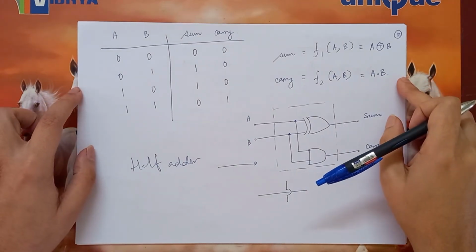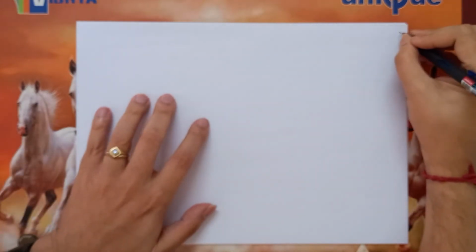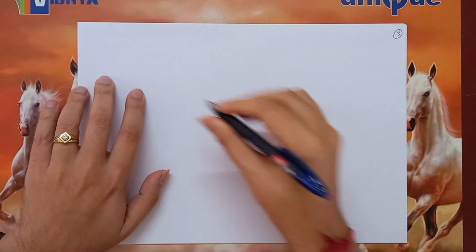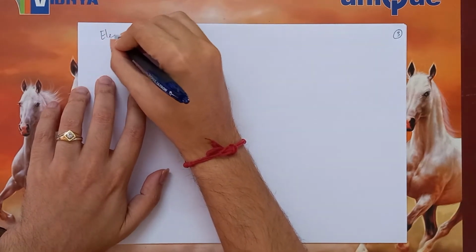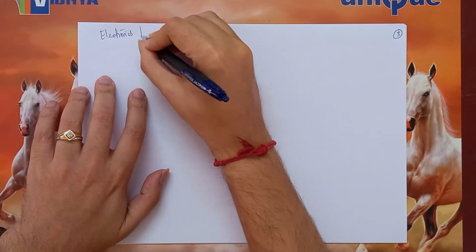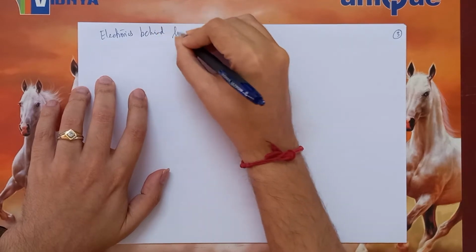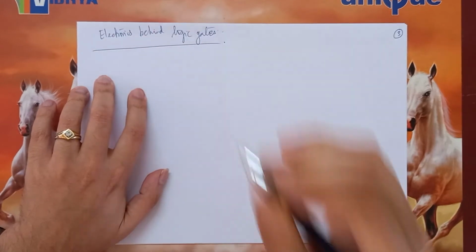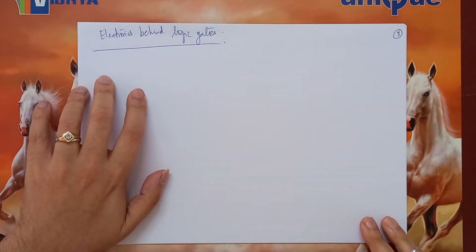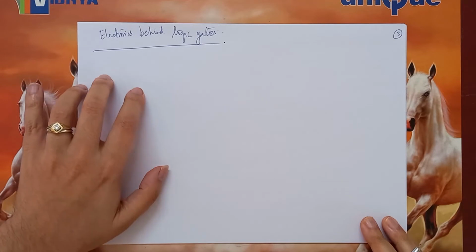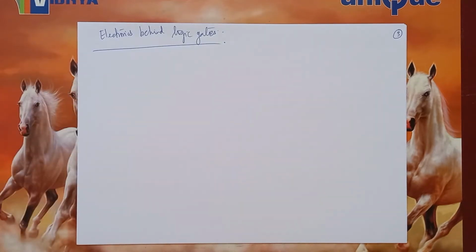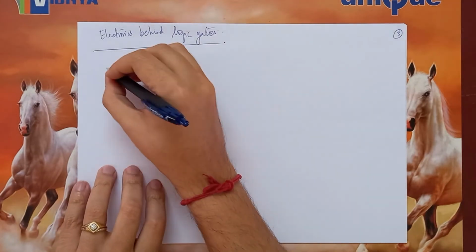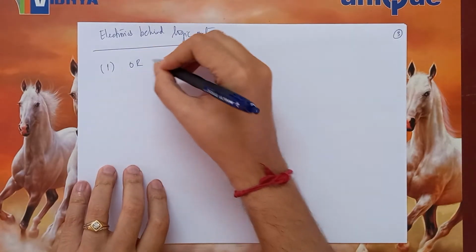So, without further ado, let us then start the discussion on the electronics behind logic gates. Let us look at something which is very basic. Let us start with a basic gate. Let's say we have the OR gate.